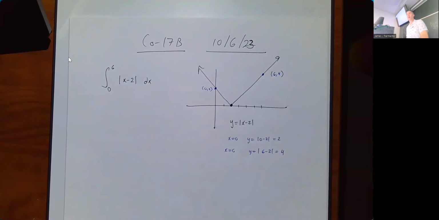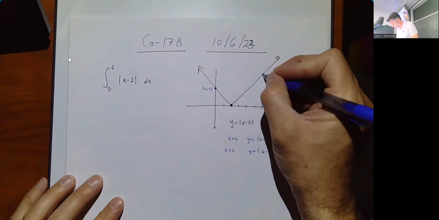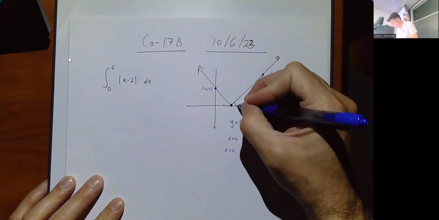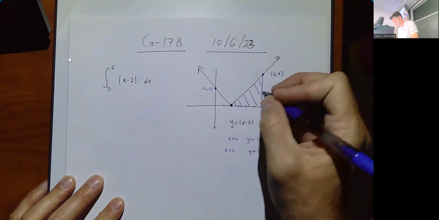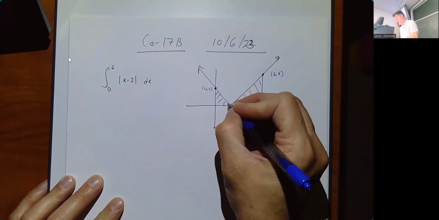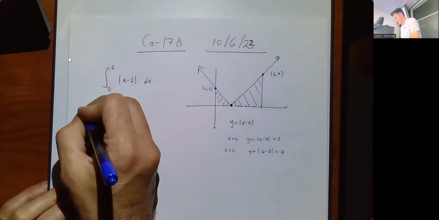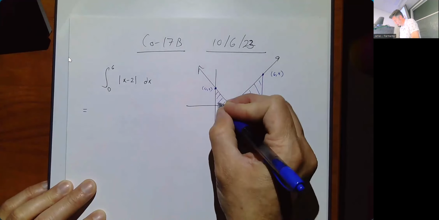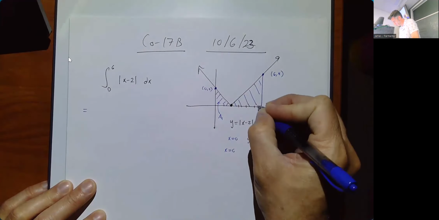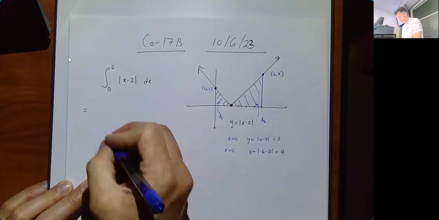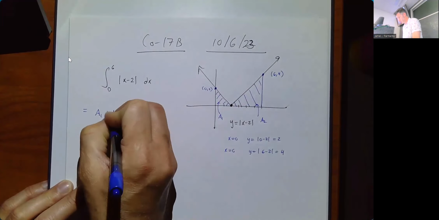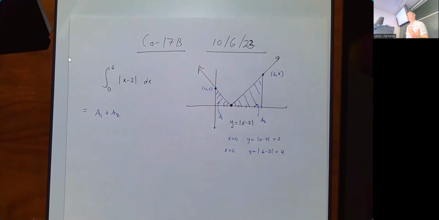So the point of drawing this picture is that we see a graph where the area under that graph takes the shape of a figure that we should know how to find the area of. I've got two triangles, and I can find the area by saying it's the area of the first triangle plus the area of the second triangle. To find those areas, I'm just going to use the triangle area formula, which is 1/2 base times height.